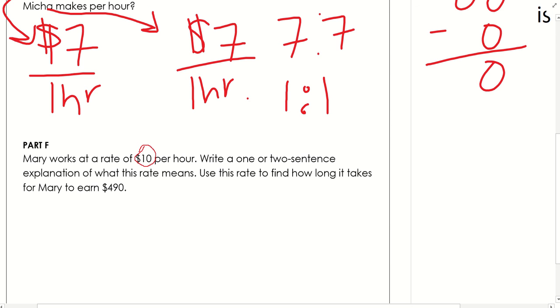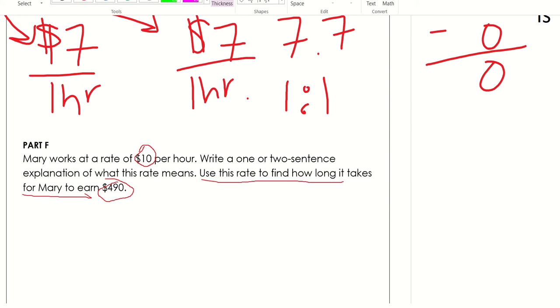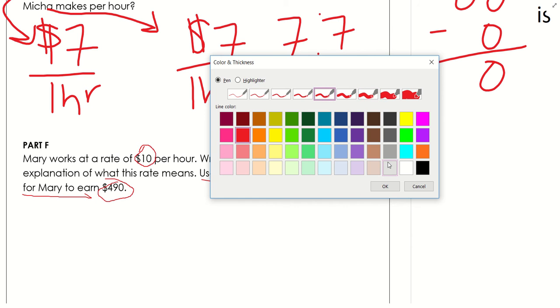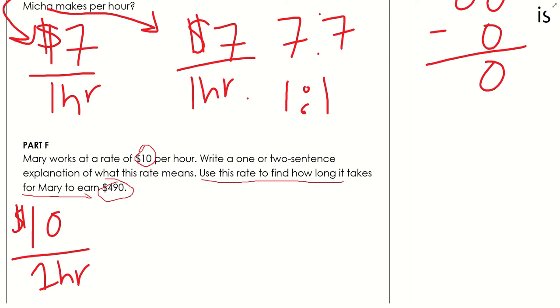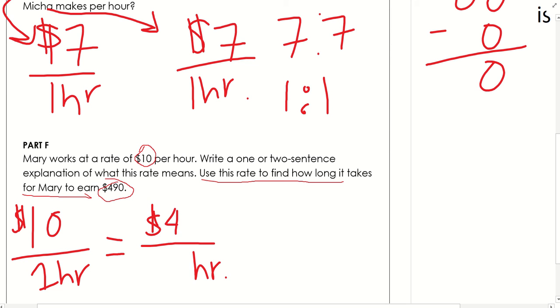Write a 1 or 2 sentence explanation of what this rate means, and then use this rate to find how long it takes Mary to earn $490. So first I'm actually going to answer this last part, and then I'll write my sentence. I know if Mary makes $10 per hour, I can write that as a rate, $10 per 1 hour, and set it equal to dollars over hours, because I want to know how many hours it takes her to make $490.